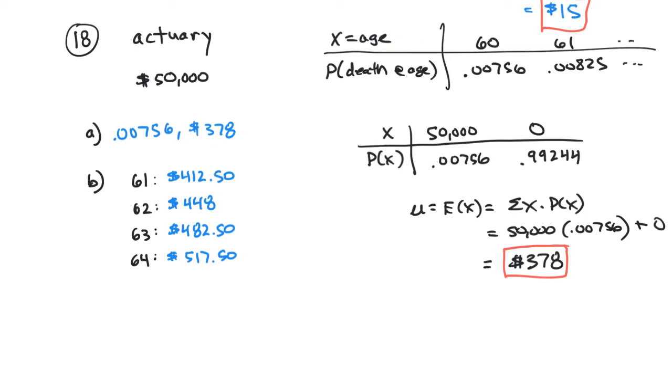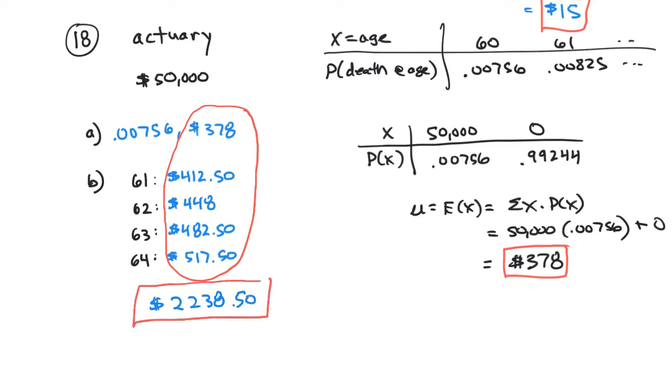So then it says, what would be the total expected cost of Big Rock Insurance Company over the years 60 through 64? So now they're saying for all of these. Okay, so for part B, if you add all of those up, the total cost is going to be $2238.50.